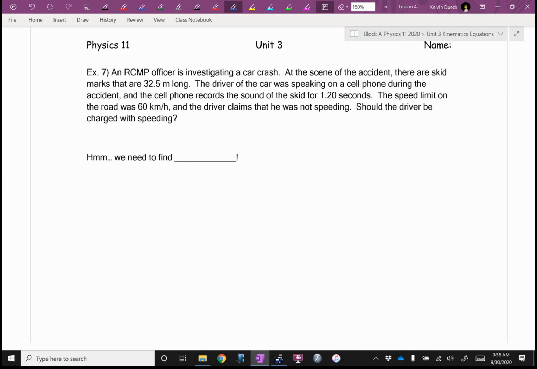At the scene of the accident, there are skid marks that are 32.5 meters long. The driver of the car was speaking on a cell phone during the accident, and the cell phone happens to record the sound of the skid for 1.2 seconds. The speed limit on the road was 60 kilometers per hour. The driver says he was not speeding. There are no witnesses. Should the driver be charged with speeding?